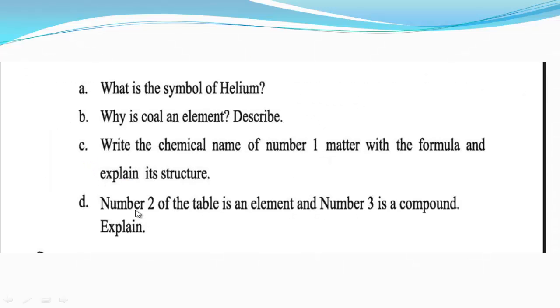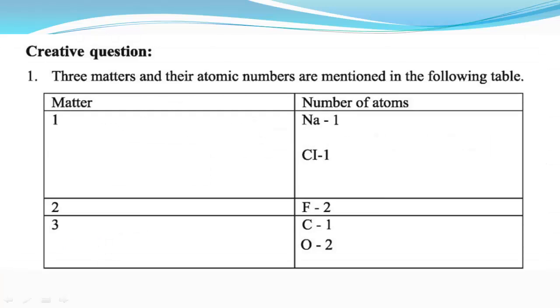Now number 2 of the table is an element and number 3 is a compound. Explain. Follow the table. Here number 2 matter is only 2 fluorine atoms and number 3 matter is 1 carbon atom and 2 oxygen atoms. So CO2, that is carbon dioxide, and that is the fluorine molecule.